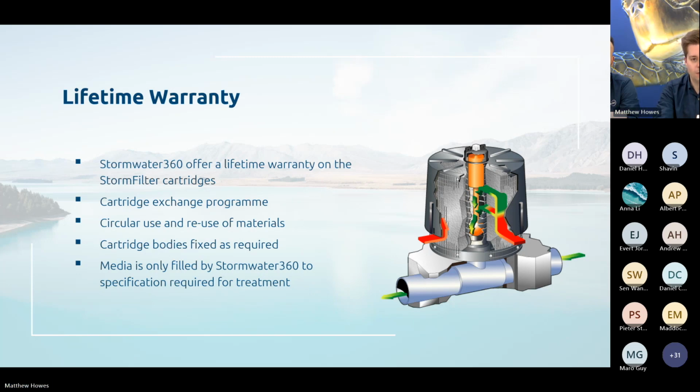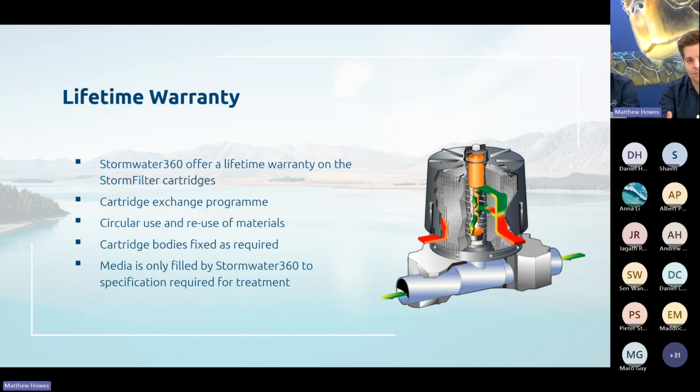But if the maintenance of the StormFilter is done by a contractor who has been trained by Stormwater360 and is signed up with the cartridge exchange program, we offer a lifetime warranty on the cartridges. So the cartridges get sent back to us, we then clean them, refurbish them, and then send them out for use on another filter. This allows us to have circular reuse of the materials. It's better for the environment. It's better for everyone. And we make sure that everything is refilled, designed and rebuilt to the standards that mean we will get the treatment outcome.